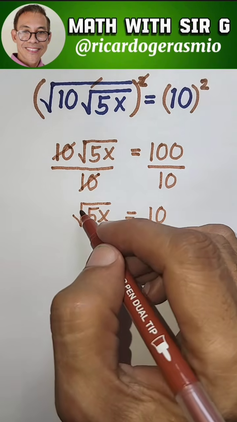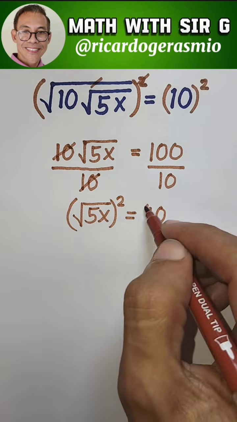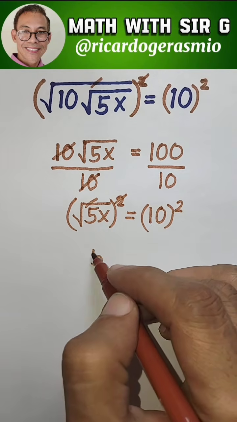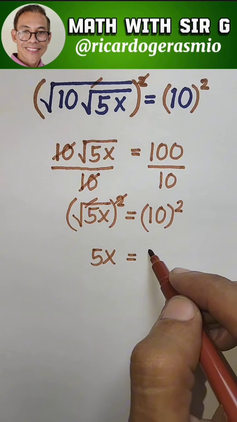Next, we will again get the square of both sides, so the square of square root of 5x and the square of 10. So the square of the square root of 5x simply cancels this, and we will have 5x, and then equals 10 times 10 is 100.